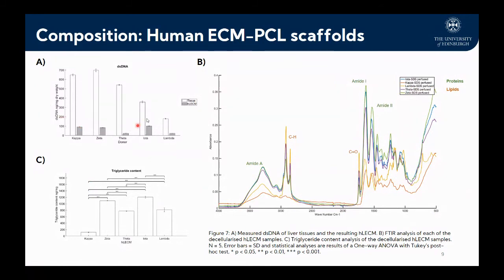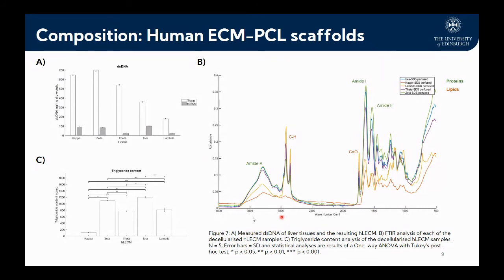We confirmed decellularization by removal of the DNA content down to around 100 nanograms per milligram for each of the tissues. And we went further on to characterize the ECM with some FTIR analysis. And we've seen in particular that the vibrational characteristic bands for the carbonyl and the alkyl groups showed quite large changes in these peaks, particularly in the kappa group.